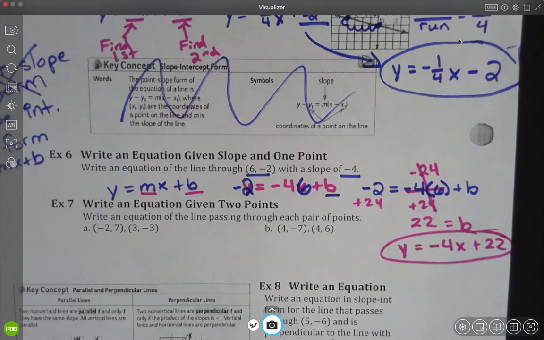Okay, now they're going to do one step further. Here they gave you the slope, and then they give you a point to plug in. Now what do they do here?